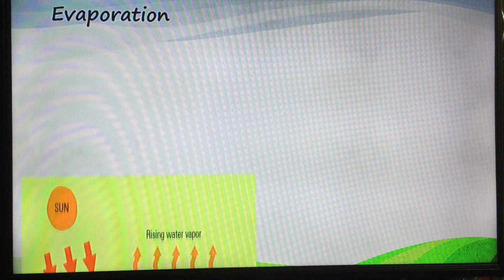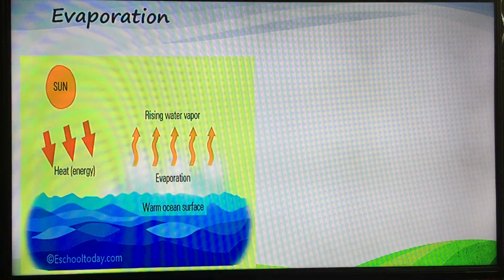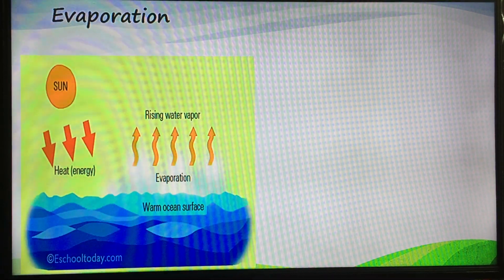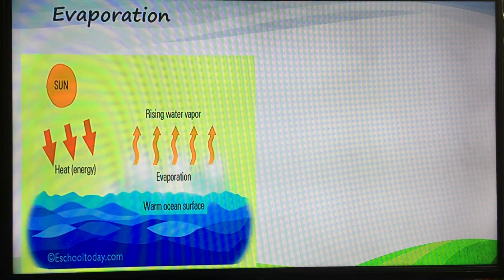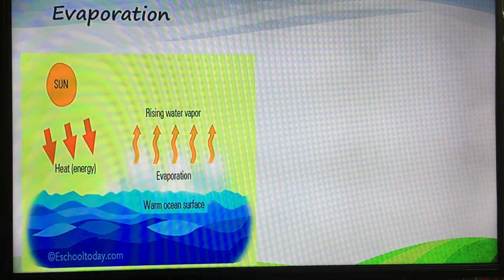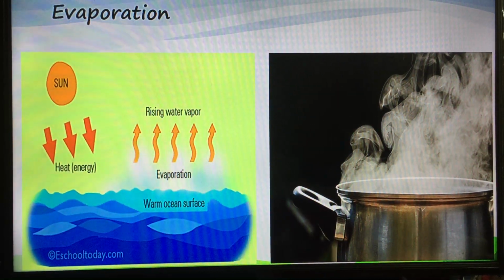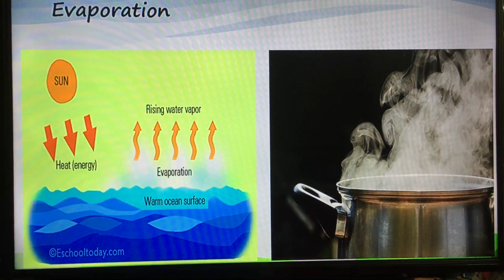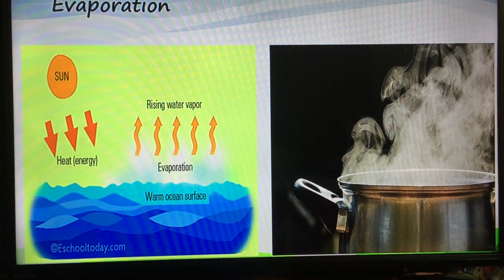So this is an example illustration of evaporation. From the sun, it is giving heat energy, then the water evaporates and rises up. And look at this cooking pot, you can see the process of evaporation there also.